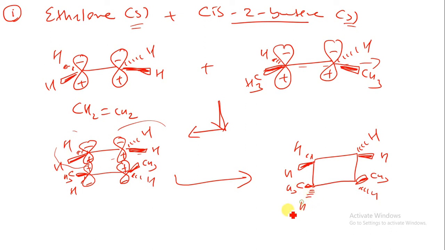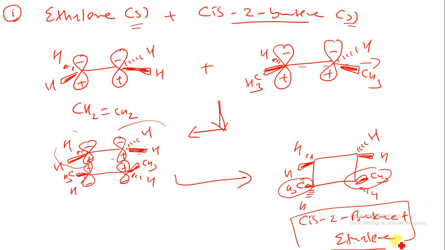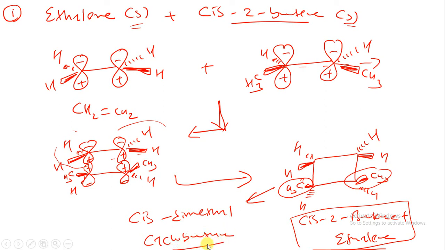Now here you can look that both the CH3 groups are above the plane, so we can write this as cis-2-butene as well as the ethylene molecule. Whatever the geometry in the reactant, that will be reflected in the product. So what is the name of this product? The name of this product is cis dimethyl cyclobutane. So this is our product.